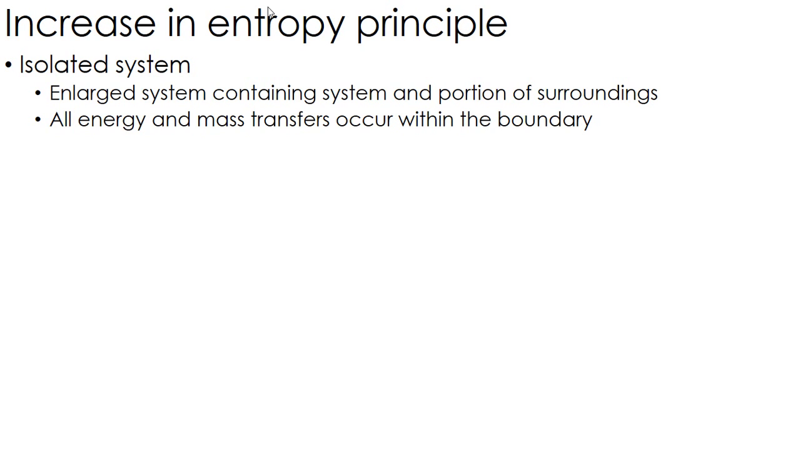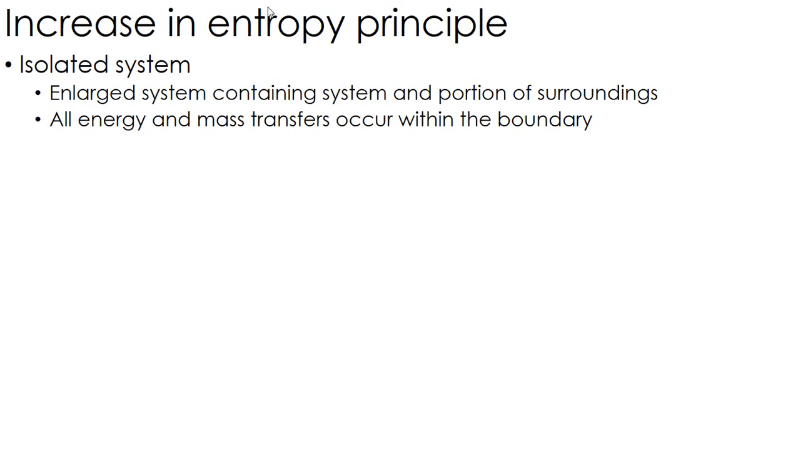Okay, here we're going to discuss a little bit of the increase in entropy principle. And to do this, we'll start by defining what we call an isolated system. An isolated system is a large system that contains the system plus a small portion of the surroundings. And you make it big enough so that any energy and mass transfers are within this enlarged boundary.